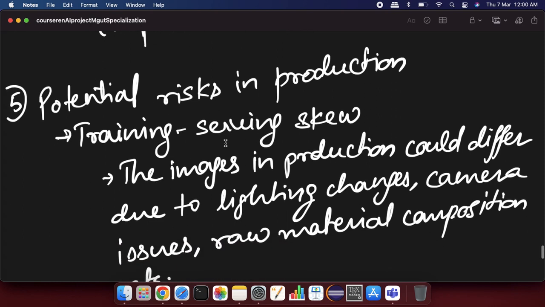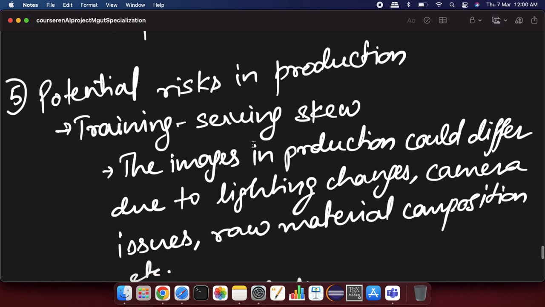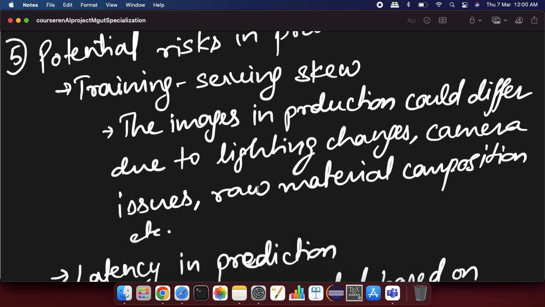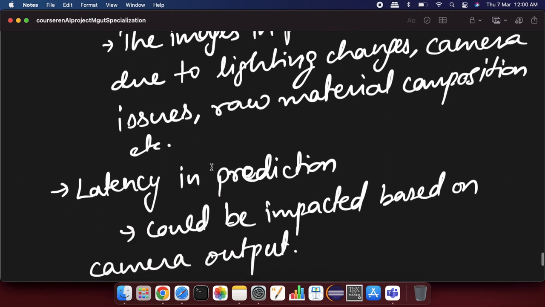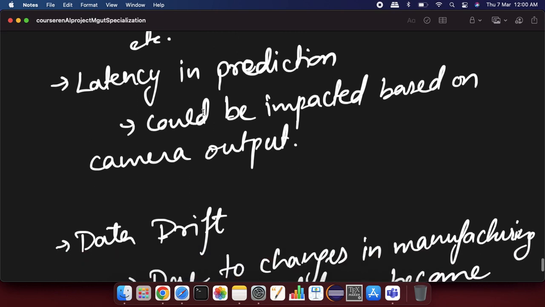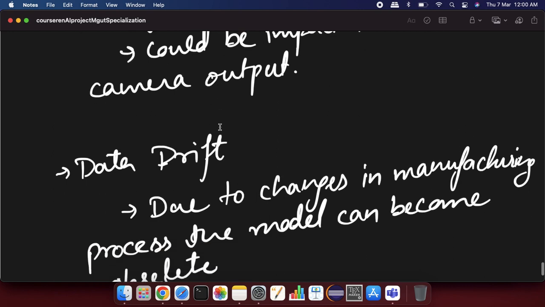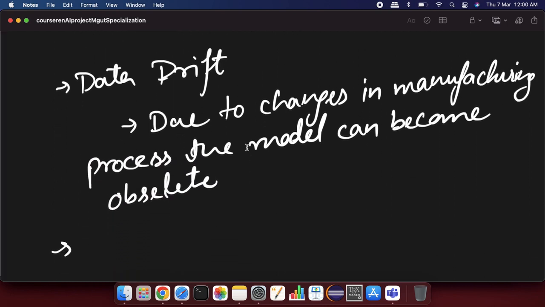Potential risks in production. The first risk is training-serving issues. If lighting conditions change or camera quality issues occur, there can be a training-serving issue. Latency in prediction could be a major concern for us. If for some reason the camera output changes or generates more images, there can be latency in prediction. Data drift: due to a change in the manufacturing process, the model can become obsolete.